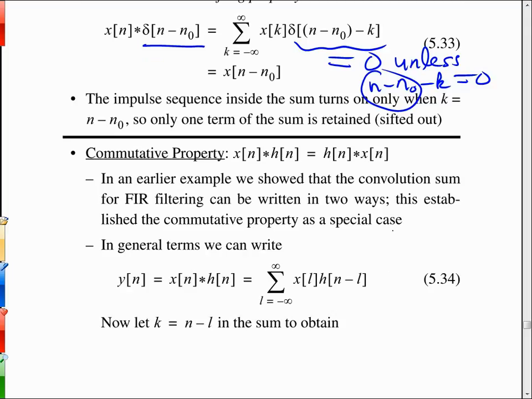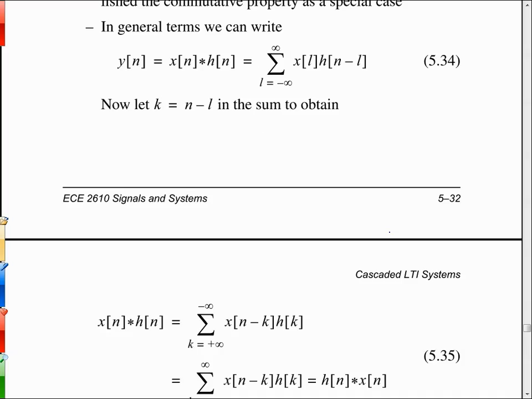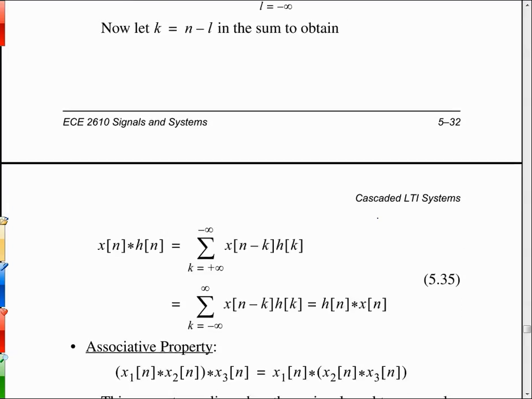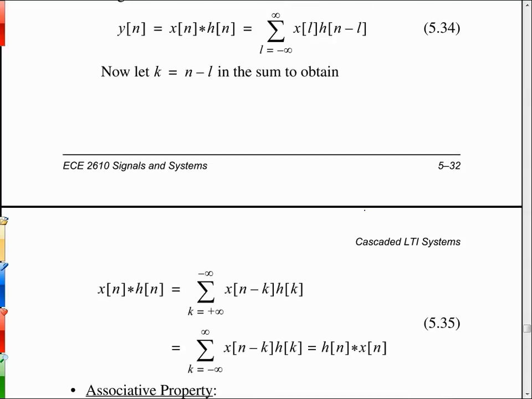Another property is commutativity. You can change the order. X convolved with H is H convolved with X. And this could be useful in actually just proving the different forms of the convolution sum like we were already looking at. So this little exercise here was just a repeat of what we had already been doing. The two different forms of the convolution sum, this one right here and this one right here, basically are just demonstrating that X convolved with H is the same as H convolved with X.